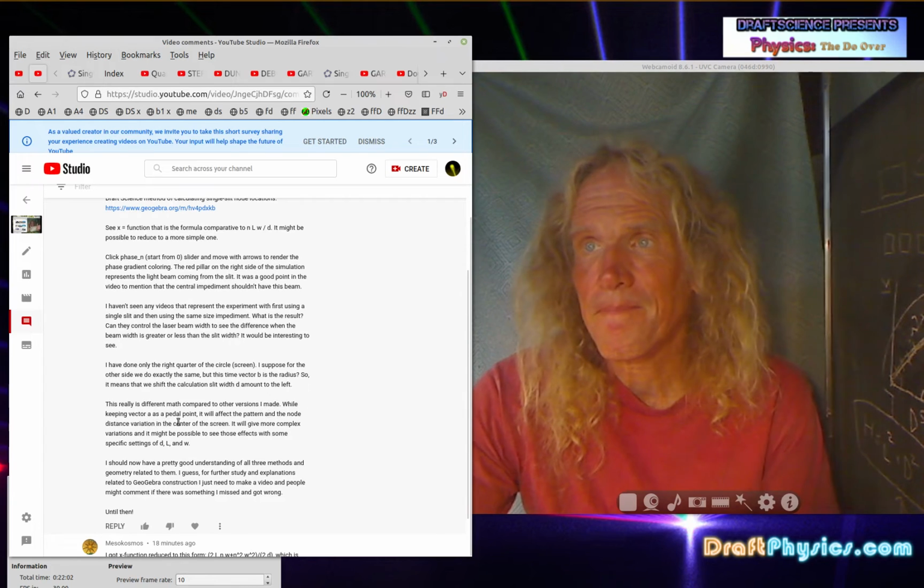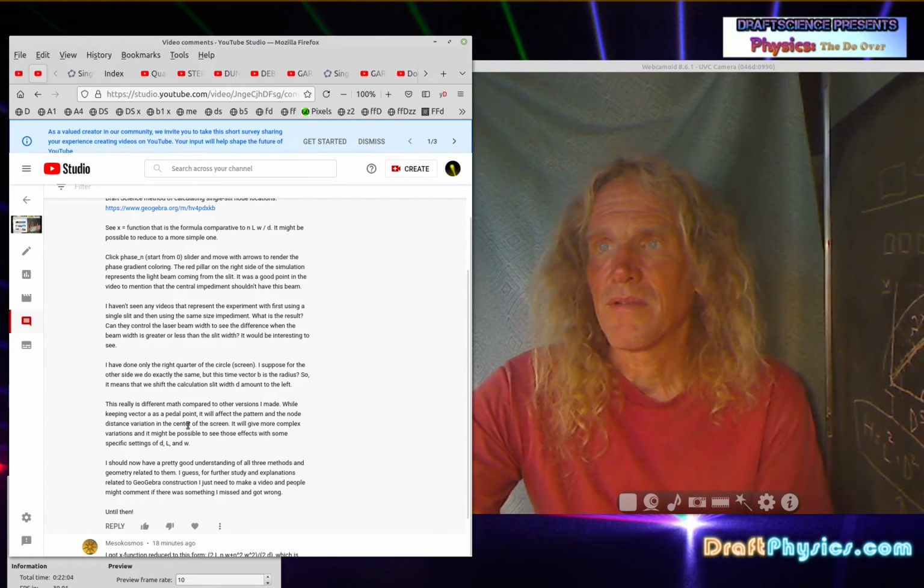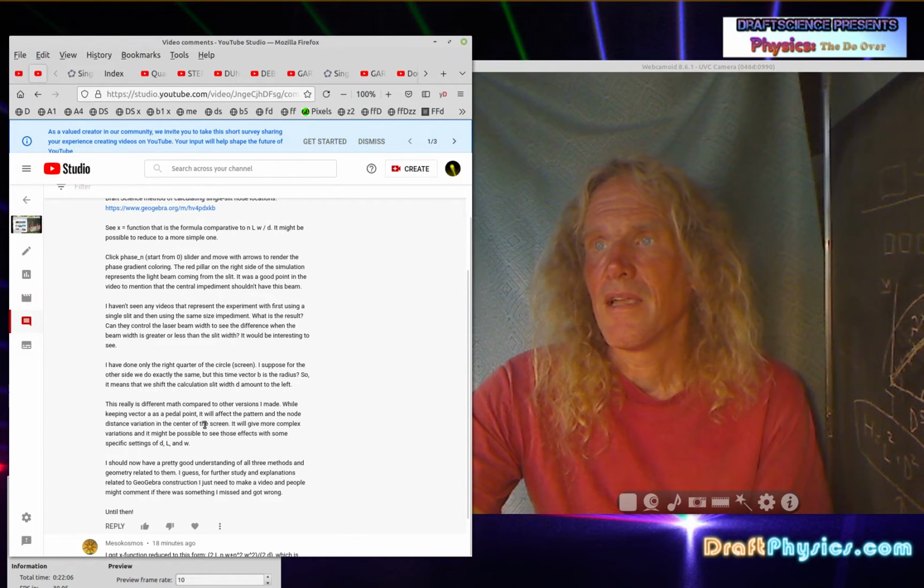as a pedal point. Okay, it will affect the pattern and the node distance variations in the center of the screen. It will give more complex variations, and it might be possible to see those effects with some specific settings for D, L, and W.